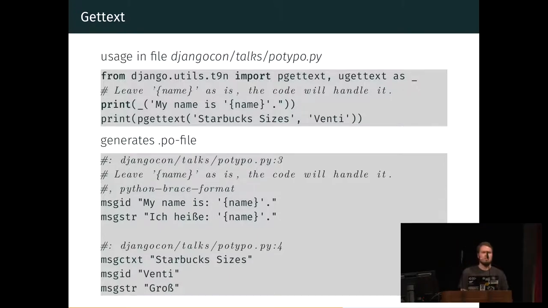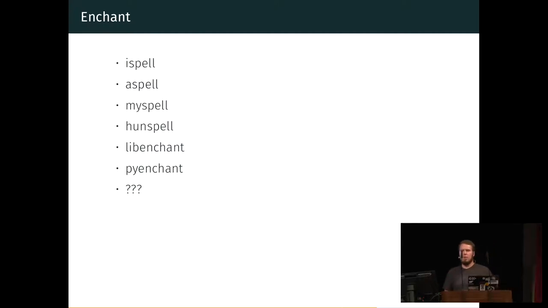The second part that goes into potypo is PyEnchant. And if you're working with spell checking, then you will probably have encountered some of those words, and I will try to give a short overview of what they are. And it all starts with iSpell, which is a spell checker that is really old. It was written in 1971, if I'm not mistaken. Originally for the English language, it works quite well.